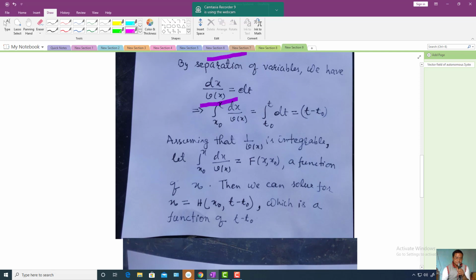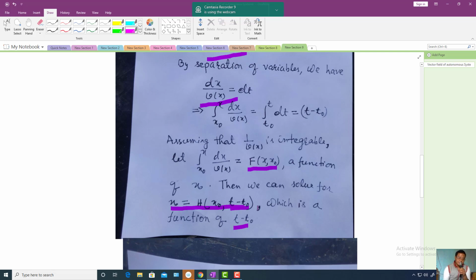Suppose after integration it is a function of x only, and x naught will be involved here as a parameter. So it is a function of x. All right, so from this function f of x equal to this one, you can solve for x. The solution will be like this, where h is another function, or h is the inverse of the function f. Here x naught is a constant, for a given t naught it is constant. So this solution x depends upon t minus t naught only, which is very clear.